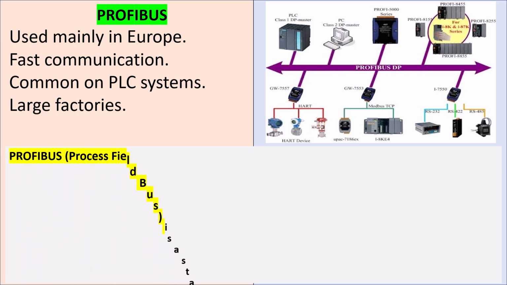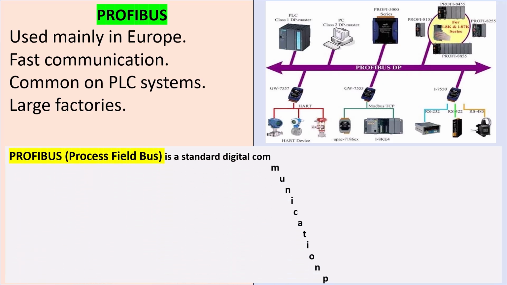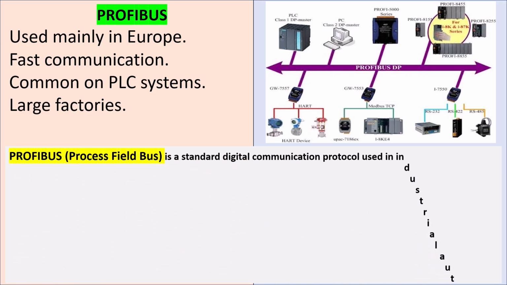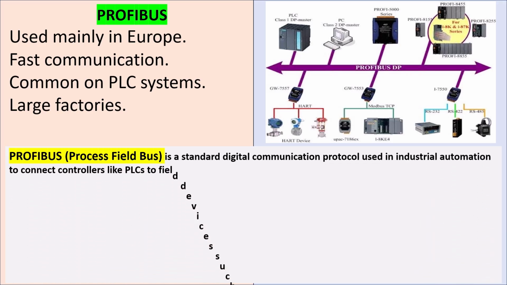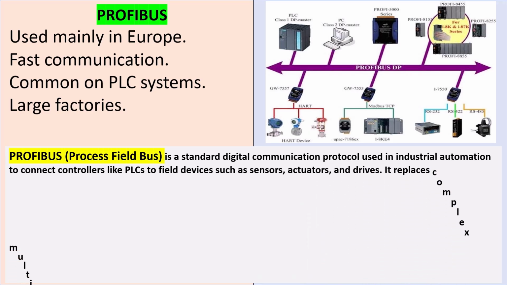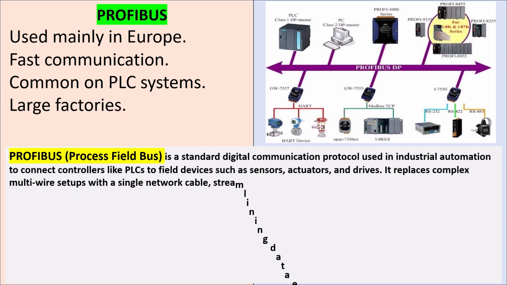PROFIBUS, Process Field Bus, is a standard digital communication protocol used in industrial automation to connect controllers like PLCs to field devices such as sensors, actuators, and drives. It replaces complex multi-wire setups with a single network cable, streamlining data exchange.